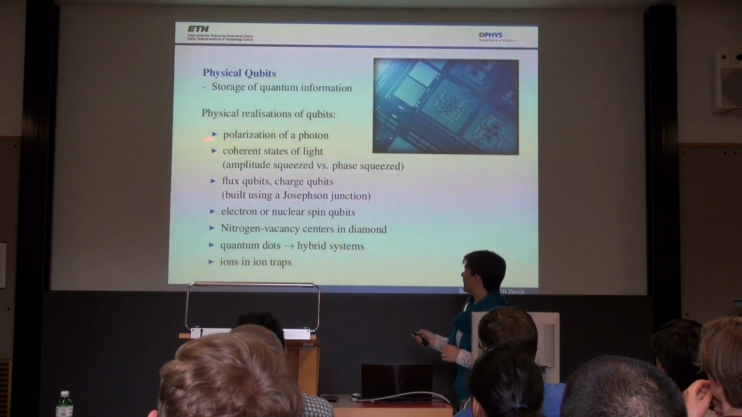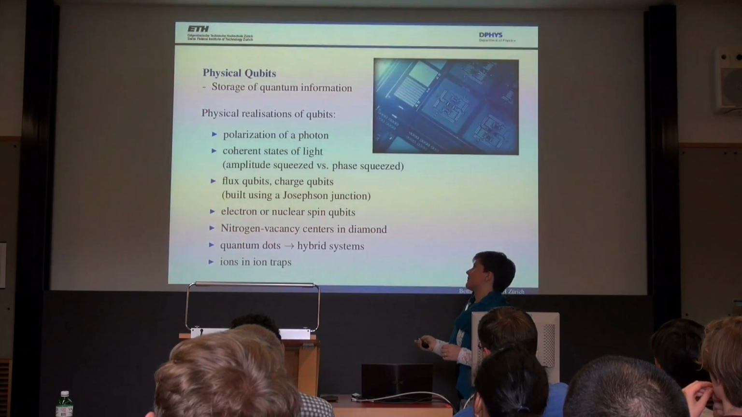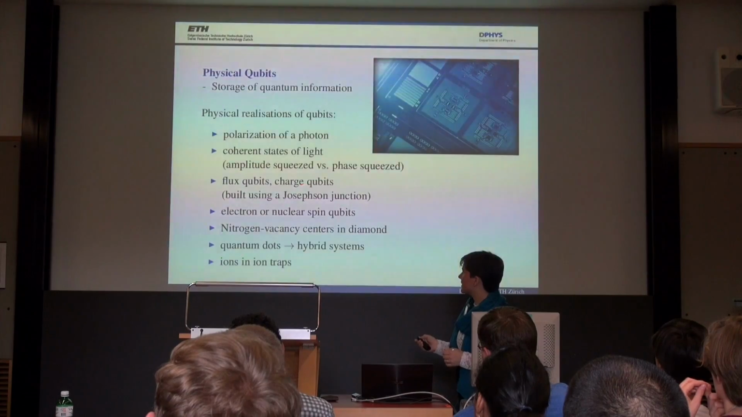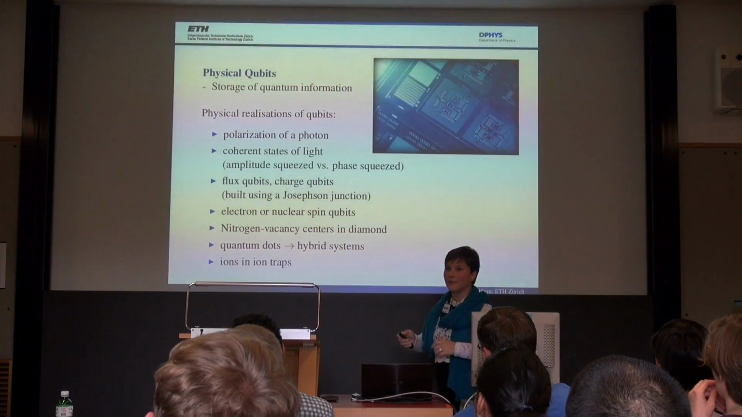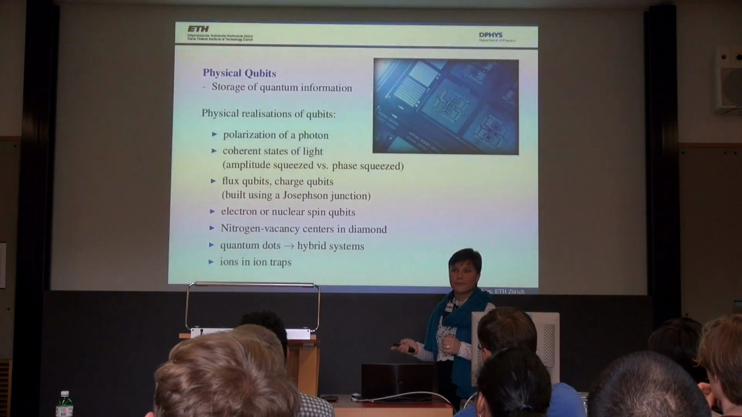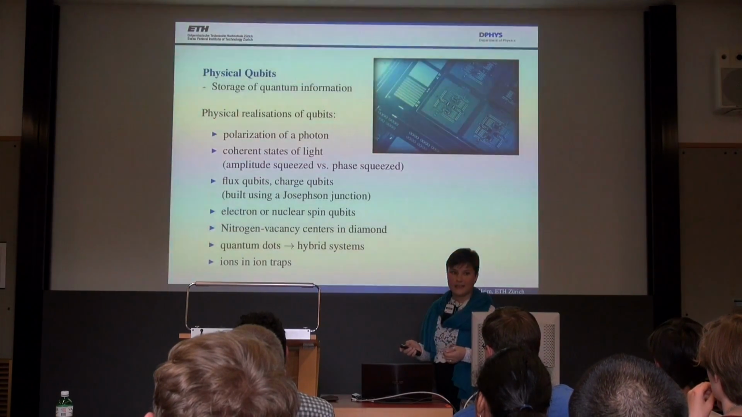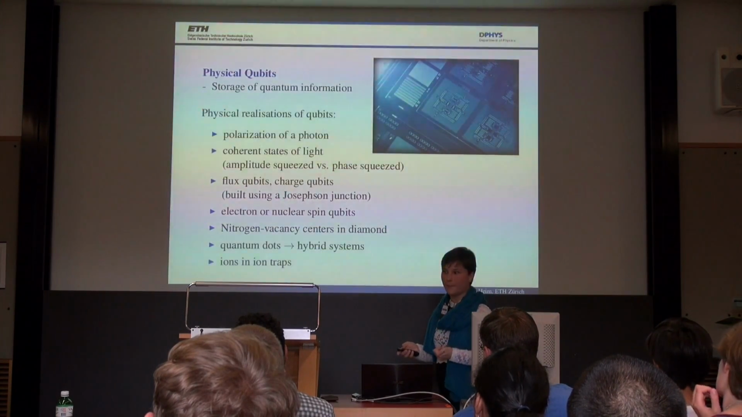There are quite a lot of experiments with flux qubits, and maybe a bit less with charge qubits. This works with a Josephson junction for the physicists, or I don't know who knows about that. And flux qubits are probably, from what I see, the easiest thing to scale, to actually have a few and not just one.